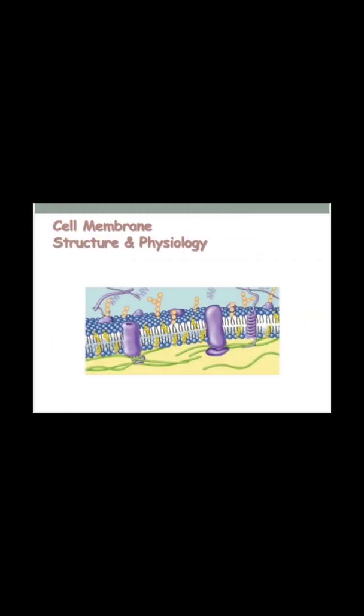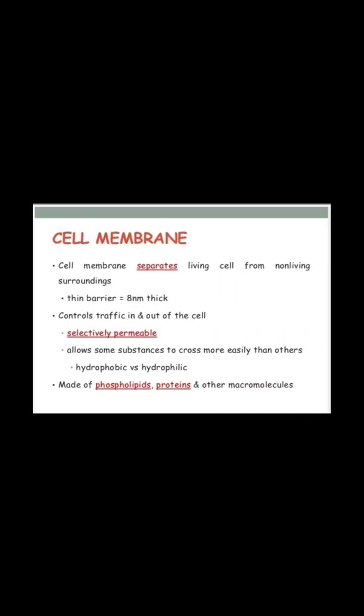So now students, we will discuss the cell membrane structure and physiology. So what is the cell membrane? The cell membrane separates the living cell from the non-living surroundings. It is a thin barrier with a thickness of about 8 nanometers. So what is the function of the cell membrane? It controls inflow and outflow from the cell.